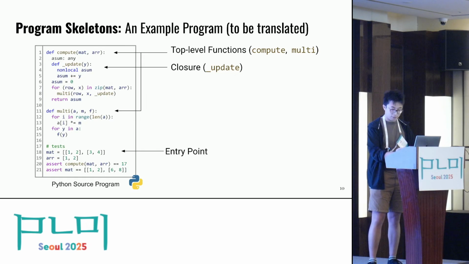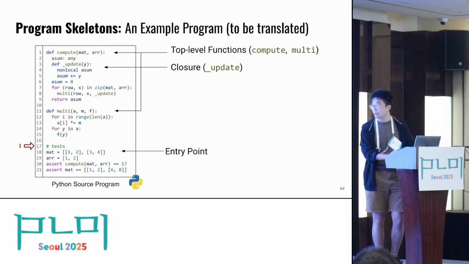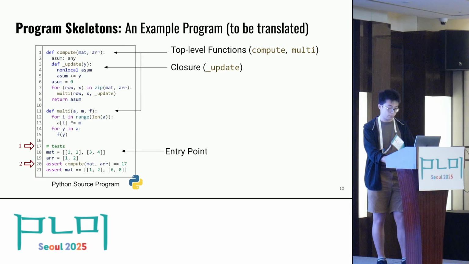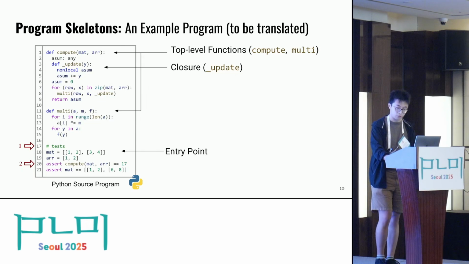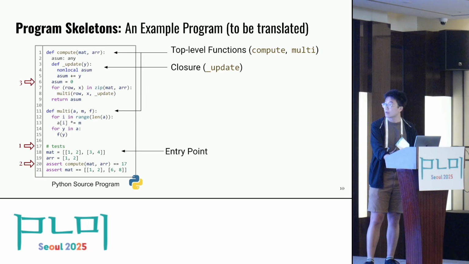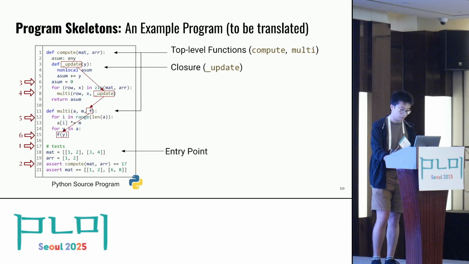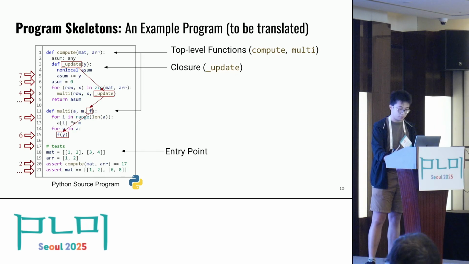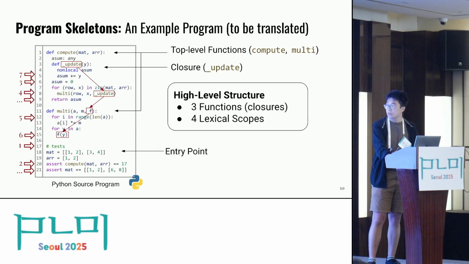Note that these code fragments will actually interact with each other if we execute the program. If we roughly look at the execution behavior, the execution will start from the entry point, which is a whole program test, which calls the function compute. Within function compute, it will call another function multi, passing the closure update. Then within the function multi, it will loop over an array and call the closure. So overall, this program has three functions, including one escaping closure, and 4 lexical scopes in total.